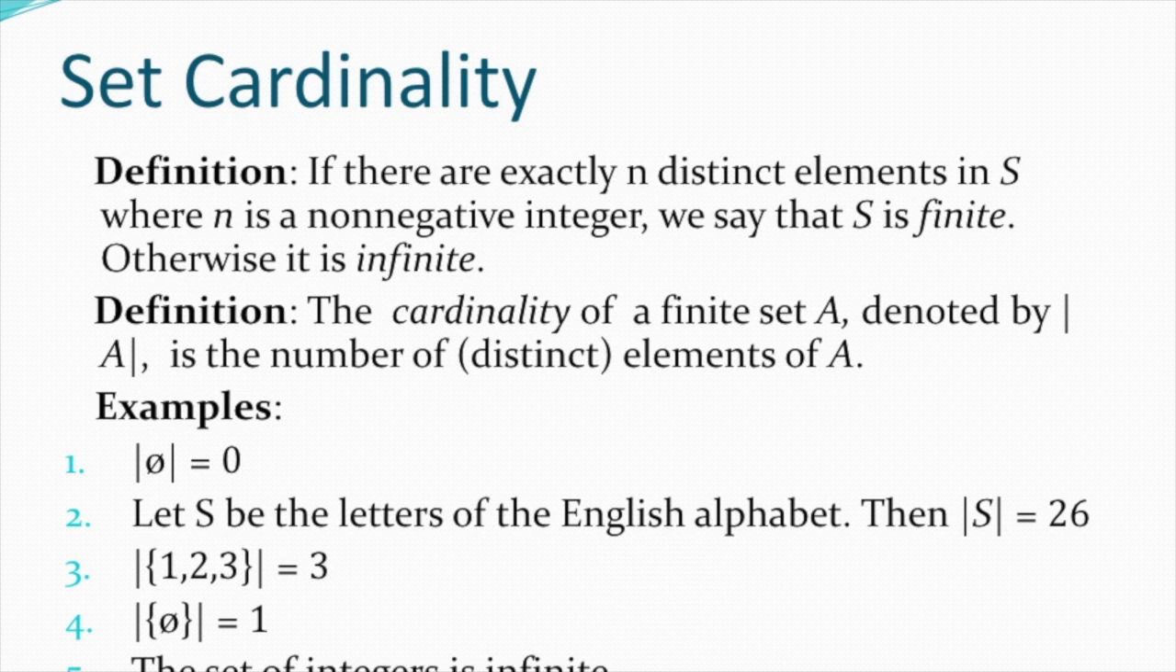So for example, the cardinality of the empty set is 0. The cardinality of the set {1, 2, 3} is 3. The cardinality of the set containing phi is 1, and the set of integers is infinite.